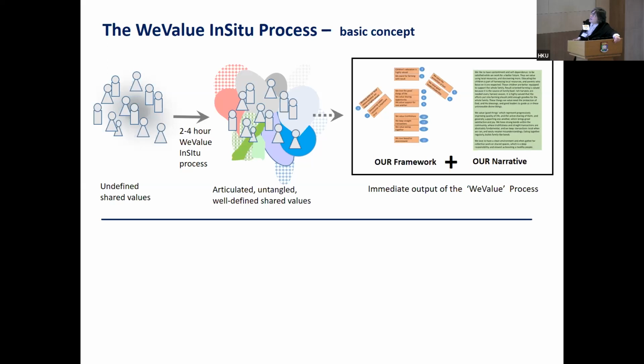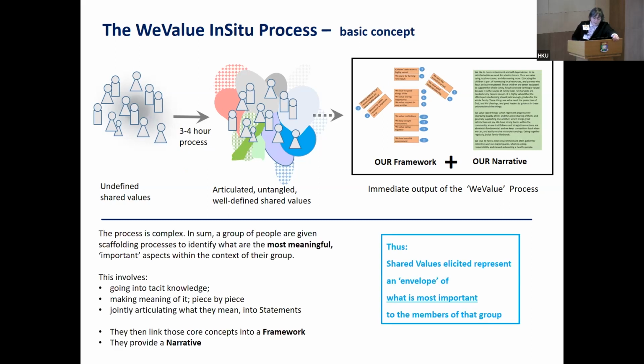And they put them into this framework, which they've decided. This is how their statements of what's important to them are linked together. And then we ask them to give a narrative. How would they introduce this framework to other people? So it's a complex process. People are given a scaffolding process. So we don't lead them to the answer. We ask them to work it out for themselves. We simply ask them, what is meaningful to you?